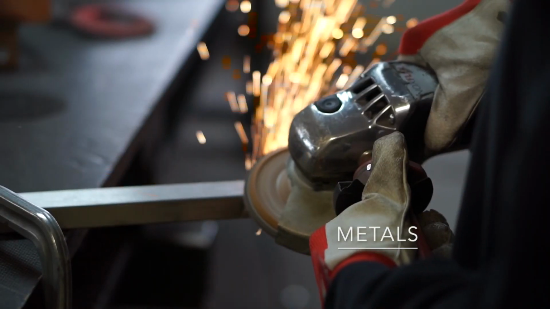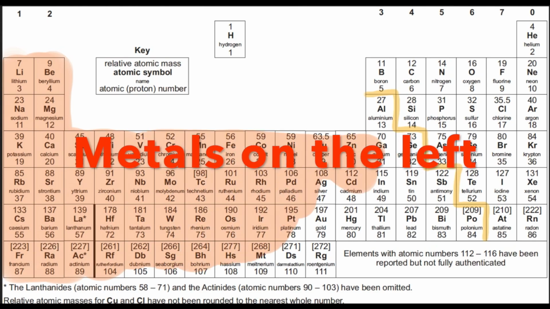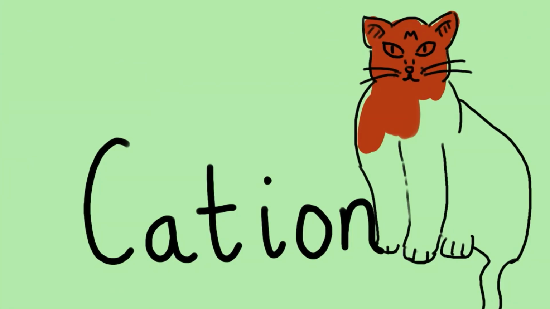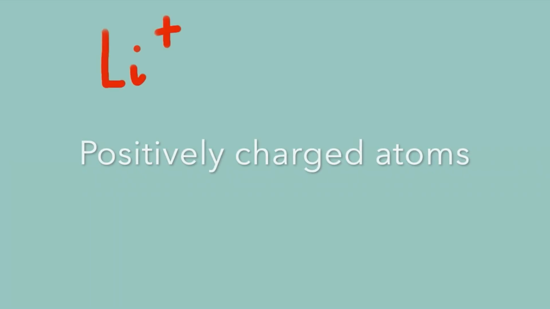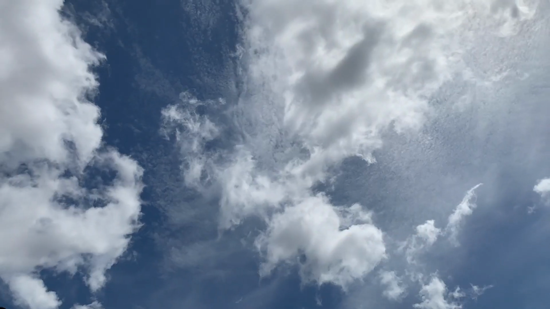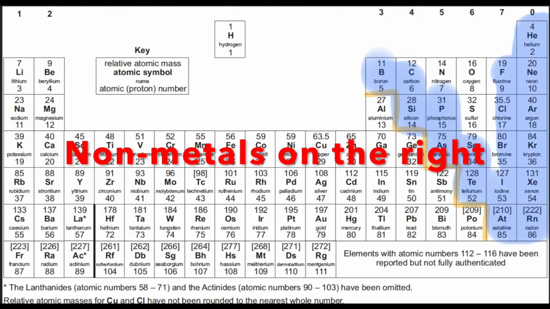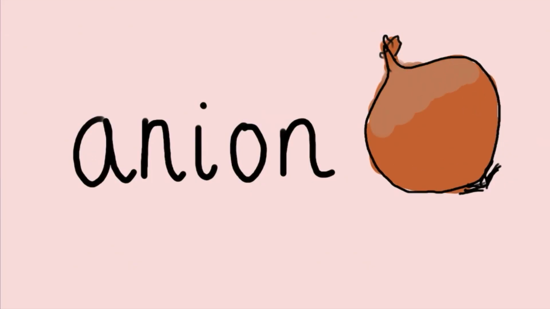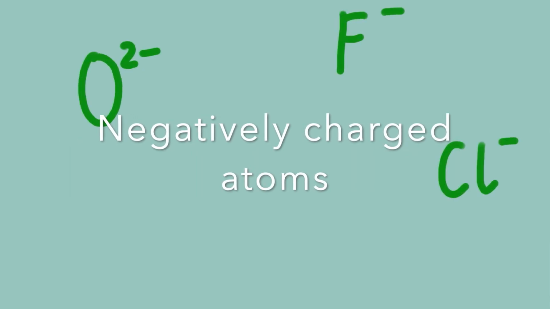Metals are elements found on the left-hand side of the periodic table. Metals form cations, which are positively charged atoms. Non-metals are elements found on the right-hand side of the periodic table. Non-metals form anions, which are negatively charged atoms.